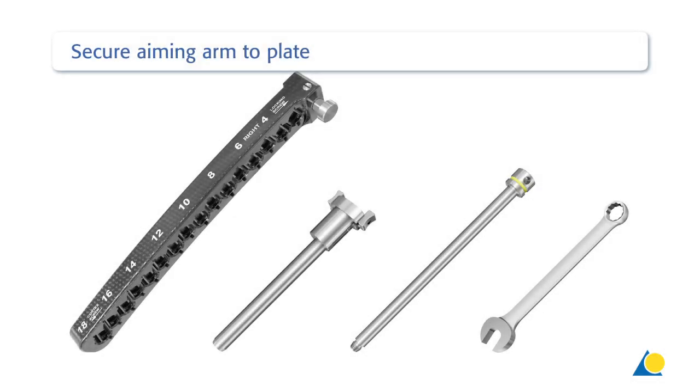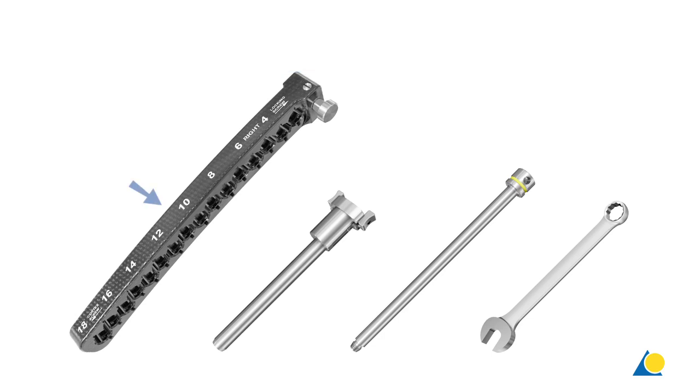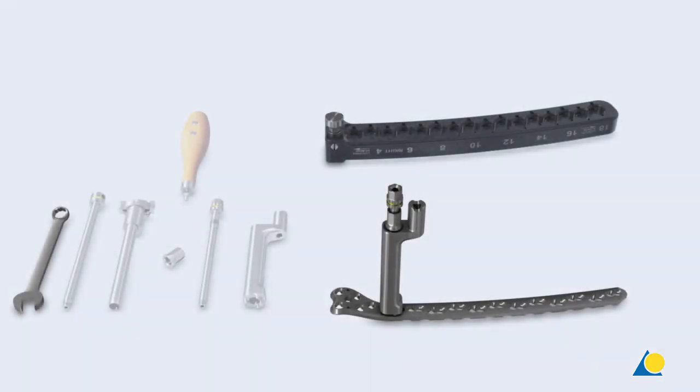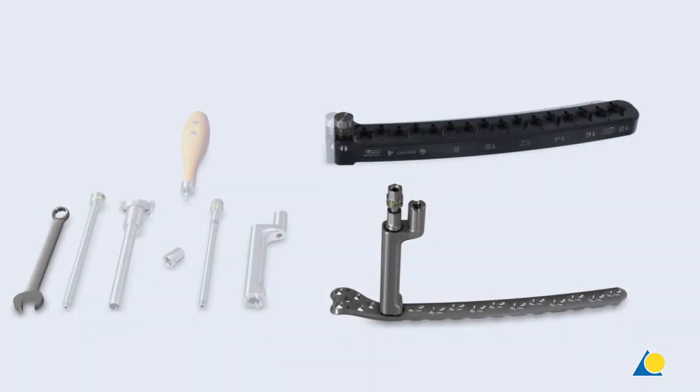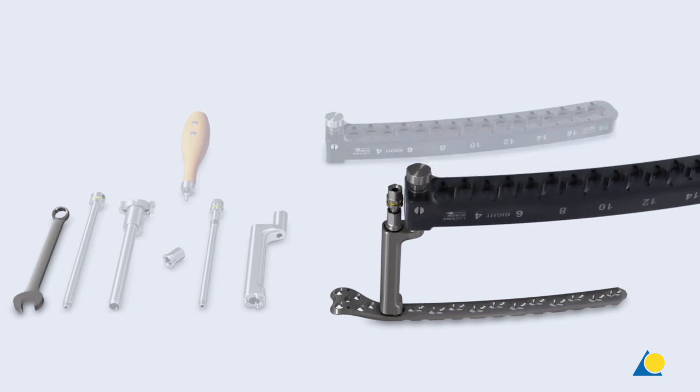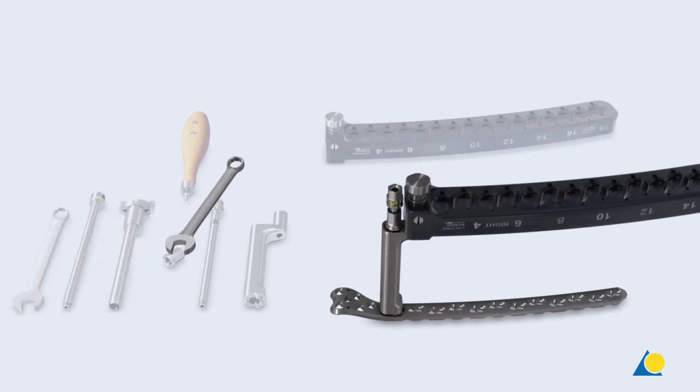The instruments needed to attach the aiming arm to the insertion handle are the aiming arm, the guide sleeve, the wire guide, and the 11 mm combination wrench. Attach the appropriate aiming arm to the insertion handle. Use the combination wrench to secure the connection nut to the insertion handle.